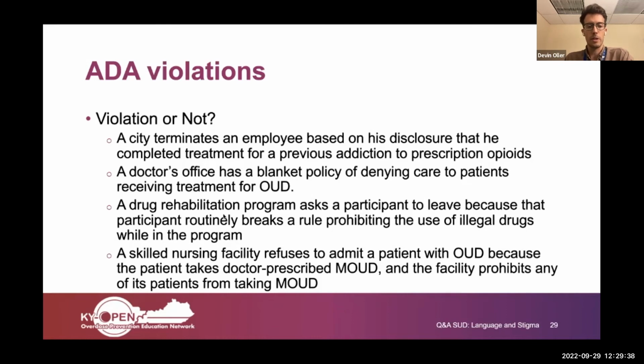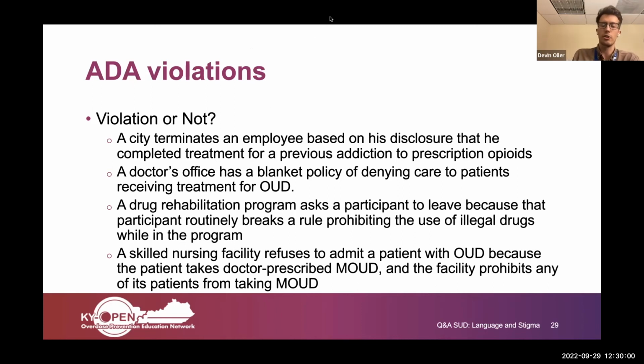How about the third one here? A drug rehab program asks the participant to leave because that participant routinely breaks a rule prohibiting the use of illegal drugs while in the program. Is that a violation? Yes or no? Okay, so you guys are getting this one. So this is actually not a violation.